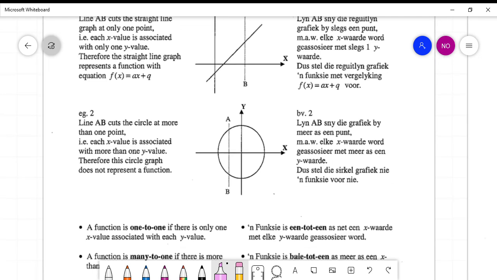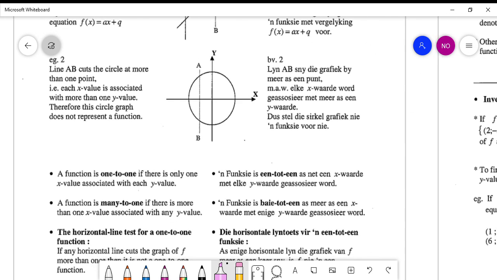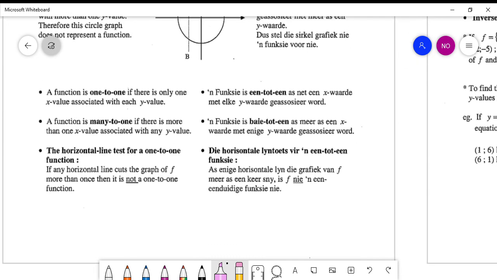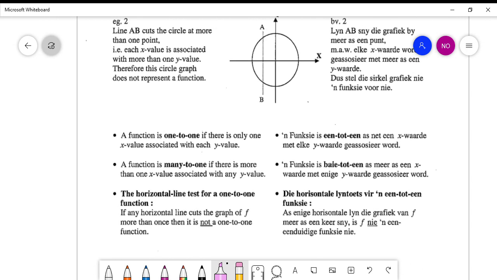Okay, there they also have the example of the circle, and as we said, the circle is a graph, but it is not a function. A function is one-to-one if there is only one x value for each y value. So for this, now we're looking at it. It passed the vertical line test. So now we can say it is a function. Right?